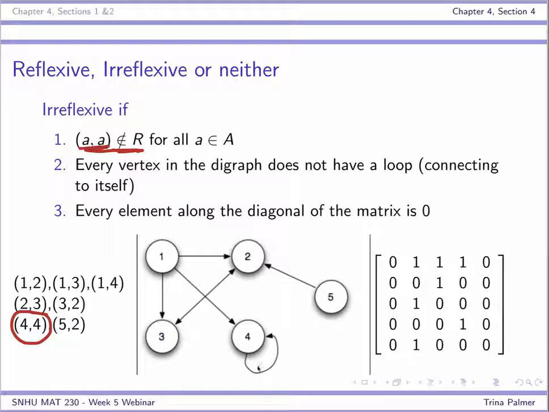If you're looking at the graph, you can tell that it is not irreflexive, again because of this loop. If it has any loop, it cannot be irreflexive. And looking at the diagonal, it has to be all zeros to be irreflexive. Alright, so this relation that we're looking at is neither. It's not reflexive and it's not irreflexive.